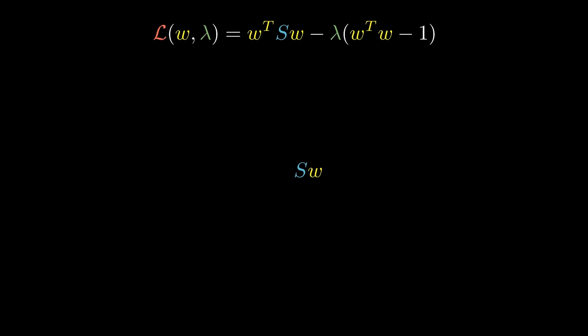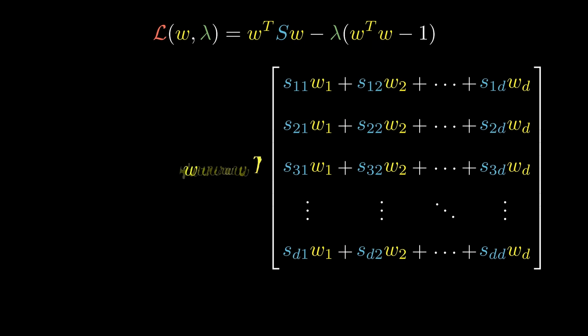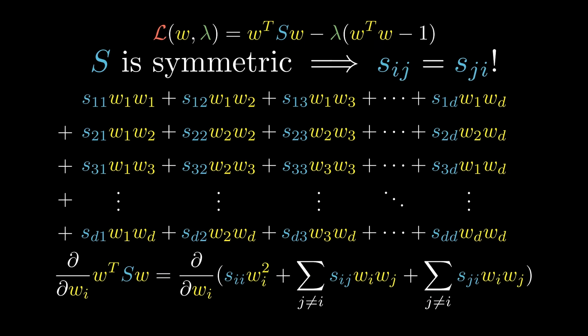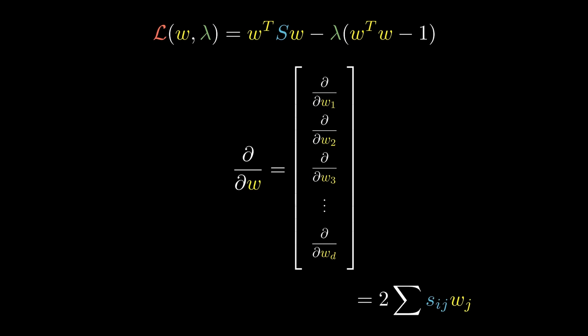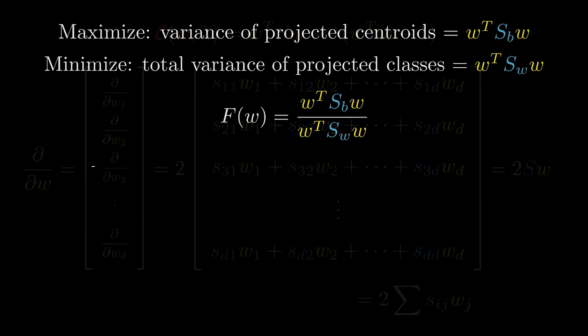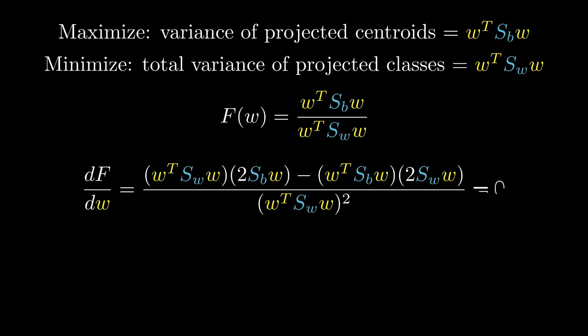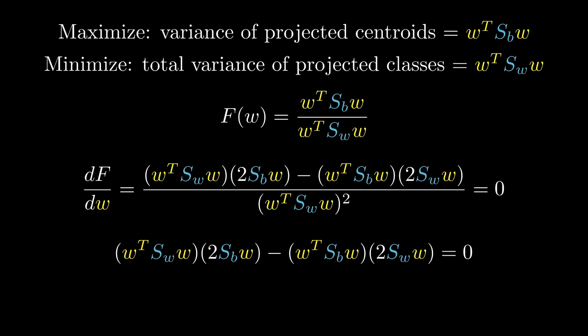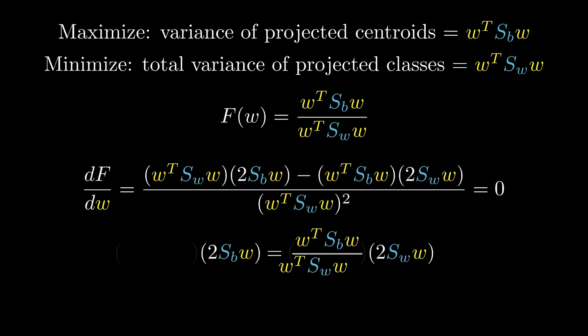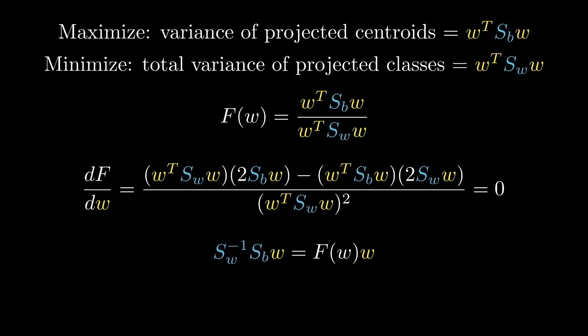When we were differentiating the Lagrangian when deriving PCA, we found that the derivative of W transpose SW is 2SW. So after applying the quotient rule, we have this, and after some rearranging, since f of w is a scalar, when we isolate f of w times w, we see once again that w is an eigenvector, this time of inverse of SW times SB. That was a lot faster than PCA, thankfully.